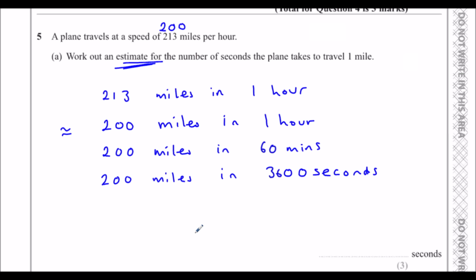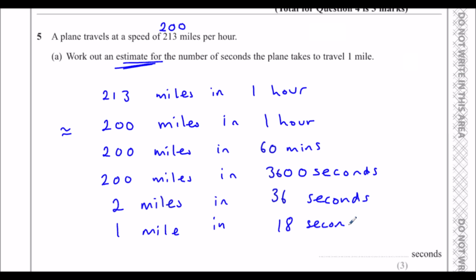So how long for 1 mile? So we're going to divide by 200. We can do it in 2 steps. So if we divide by 100 first, 2 miles in 36 seconds. So 1 mile in 18 seconds. So it takes approximately 18 seconds to travel 1 mile.